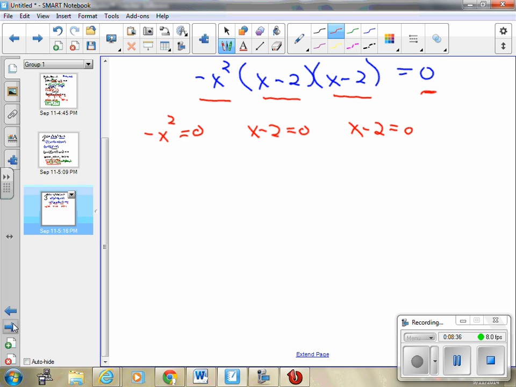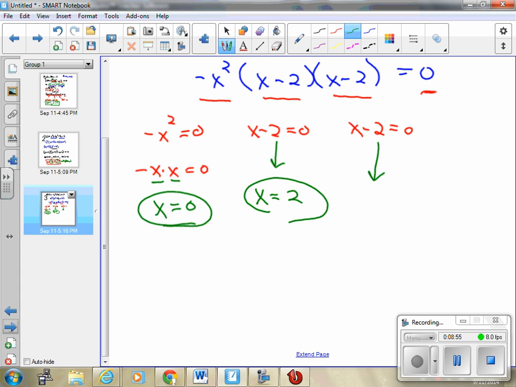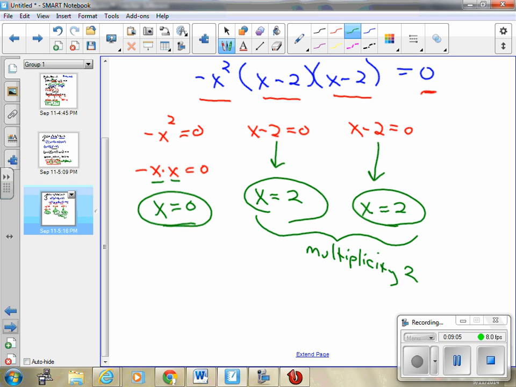Now, the first one here is actually like saying negative x times x is equal to 0. So you can see that it's actually two different values, both of those being the x value of 0. This one here, the x value can equal 2, and this one here, the x value can also equal 2. So what we have here is a multiplicity of 2, and actually this is a multiplicity of 2.